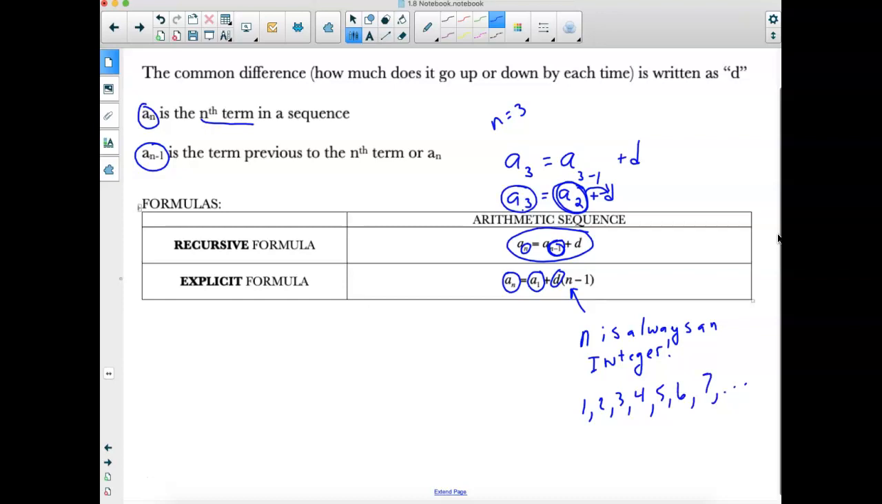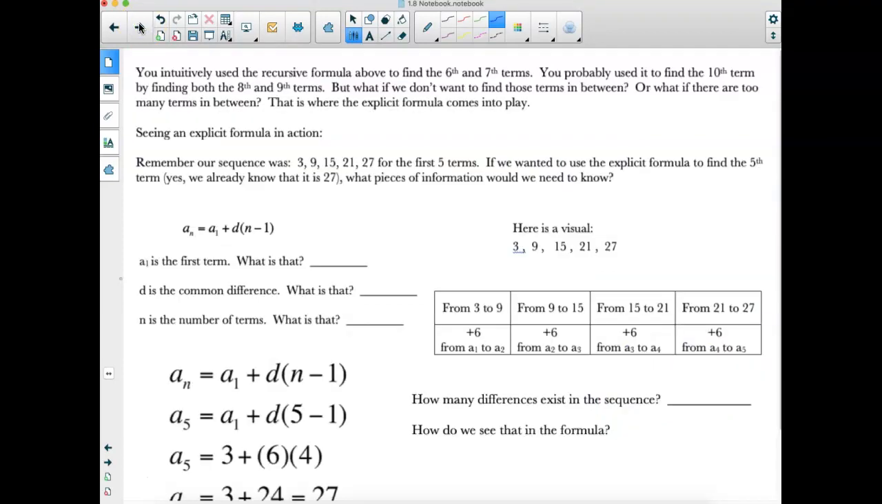We will never put negative numbers into a sequence, into an explicit formula. We're never plugging negatives in here. We're never plugging decimals. We're never going to find what is the 1.5 term. No, there's a first term, a second term, a third term. So we only plug integers into sequences. Okay, well, let's check this out.